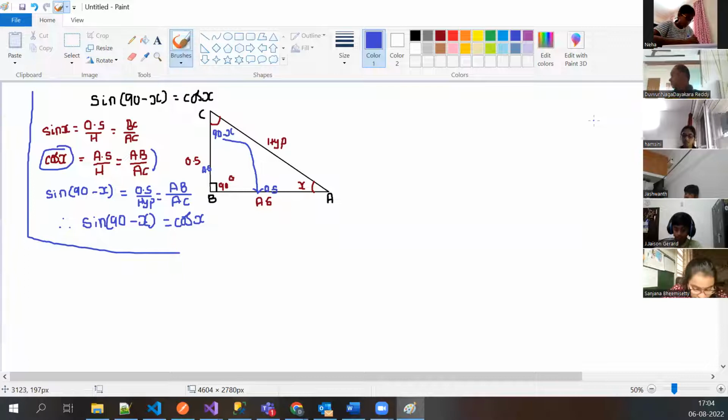Give that IIT Foundation book. All right. Write the formulas first. Finally, my daughter came to study. All right, everyone copied? Let me know. No, sir.